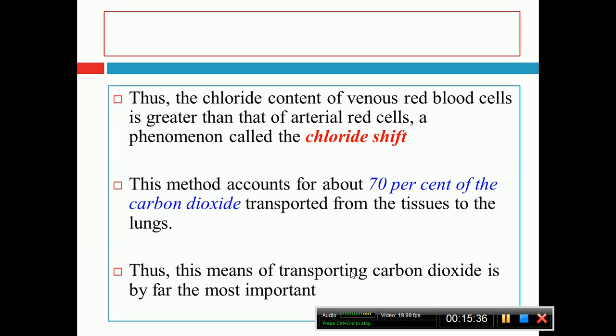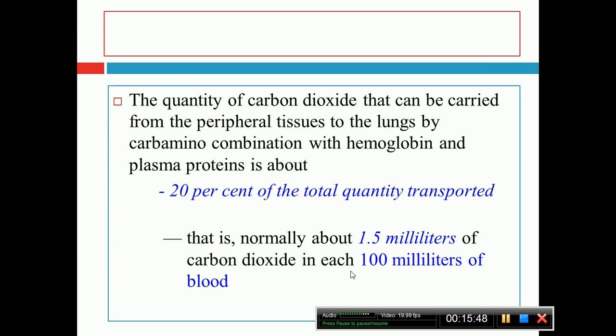This method accounts for about 70% of the carbon dioxide transported from the tissues to the lungs. So this means of transporting carbon dioxide is by far the most important. What about the rest? Some carbon dioxide is carried from the peripheral tissues to the lungs by carbamino combination with hemoglobin. Carbamino means carbon dioxide and an amino group, or NH2 group, so plasma proteins also carry it.